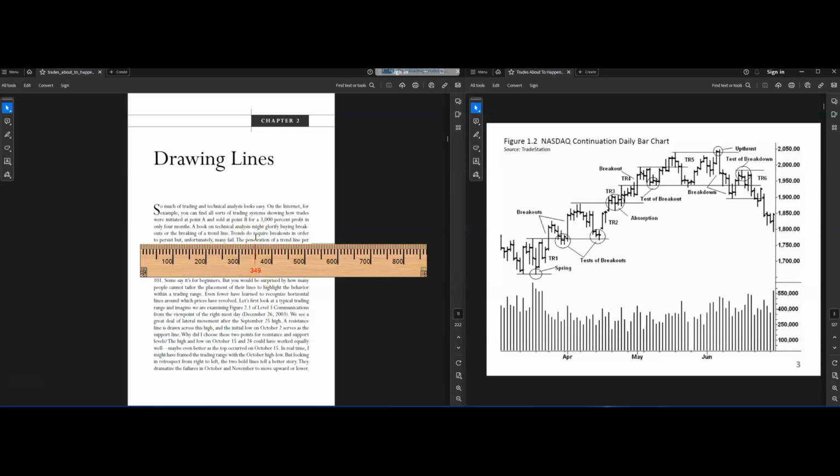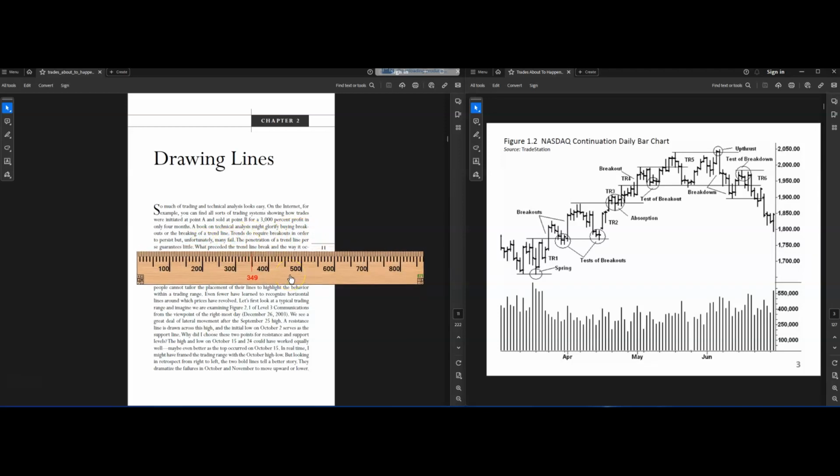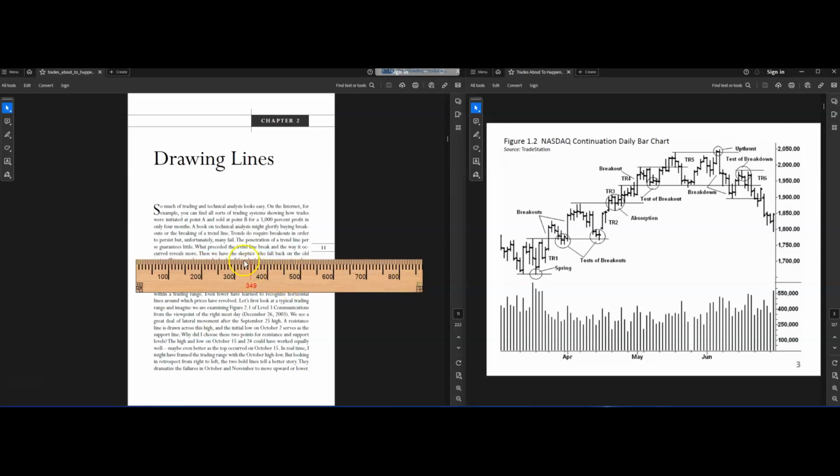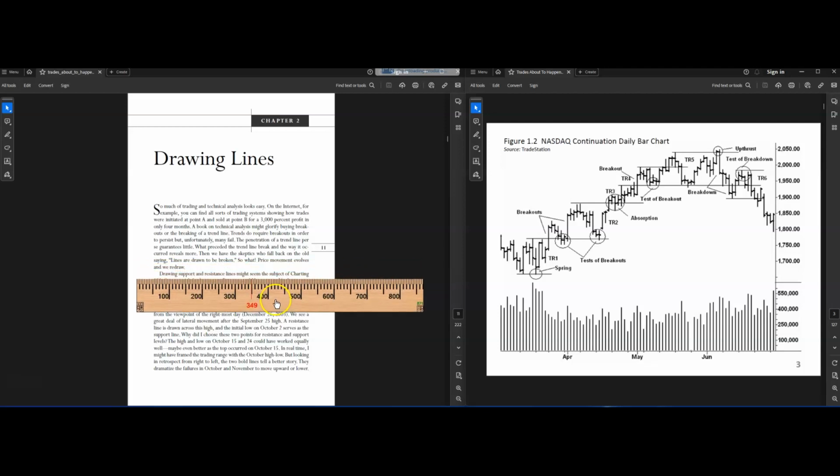All right, trends, basically those higher highs, higher lows. That diagram of higher highs, higher lows is not showing you that between the higher high and the prior low is a breakout. Between the low and the high in the trend diagram that everyone knows about, you have breakouts. So that's why trends do require breakouts and follow through in order to persist. Unfortunately, many fail. The penetration of a trend line does nothing. What precedes the trend line reveals more, etc.